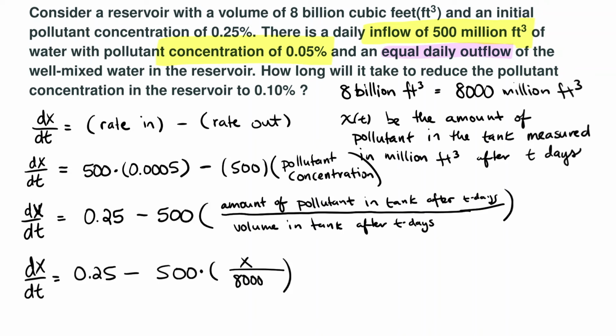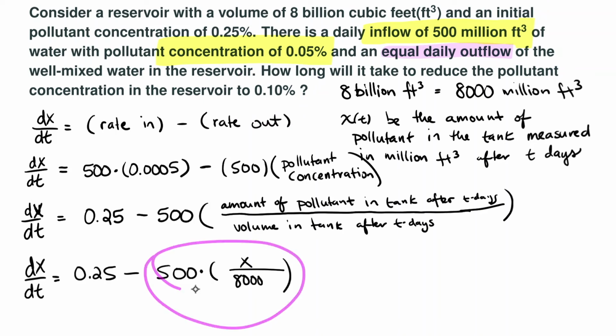All we need to do to finish this problem is solve the differential equation, and we notice this can be moved into a first order linear differential equation. Then we can use our integrating factor, and we will need to come back and solve our initial conditions to be able to find exactly when the concentration is 0.1%. So let's begin by solving the differential equation.